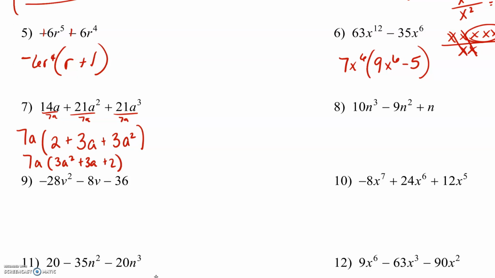All right, so if we look at number 8, our coefficients are 10, 9, and 1. So 1 is the only one that they share, but they all have an n on them. So we're going to take an n out, leaving us with 10n squared minus 9n plus 1.